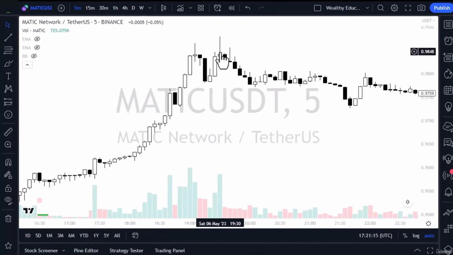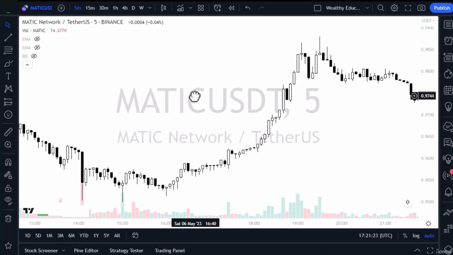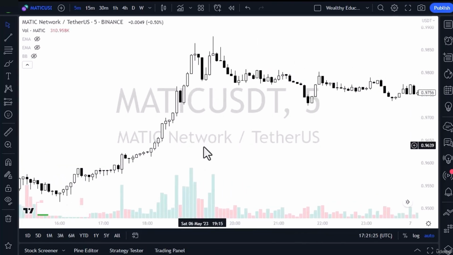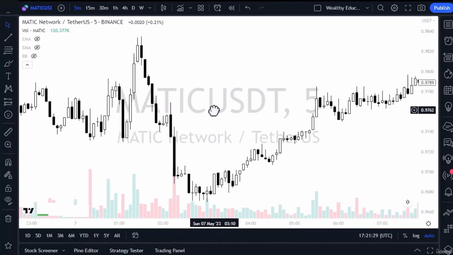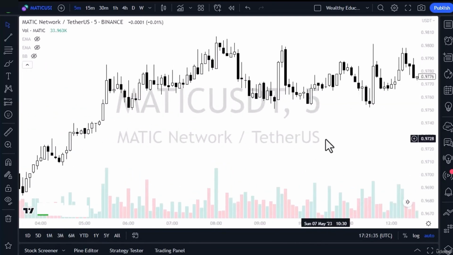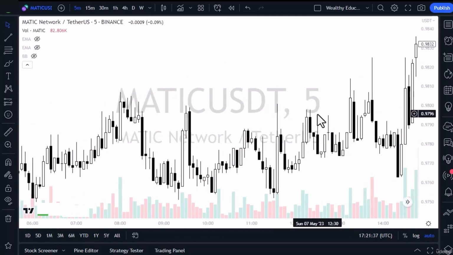Over here, there's a nice shooting star on Polygon. There's actually one here as well, but this one's even prettier because it's got a longer wick. The longer the wick, the more impressive it's going to be. You could call this an inverted hammer. It's a little bit of a stretch, though.